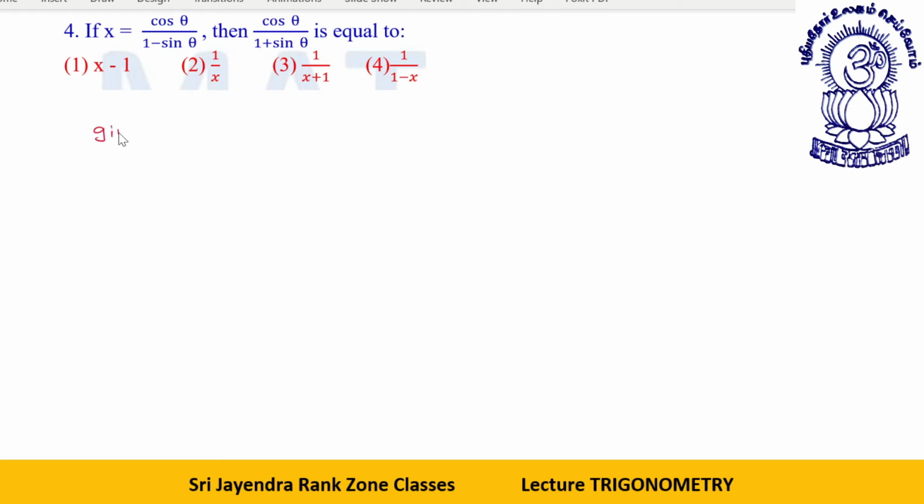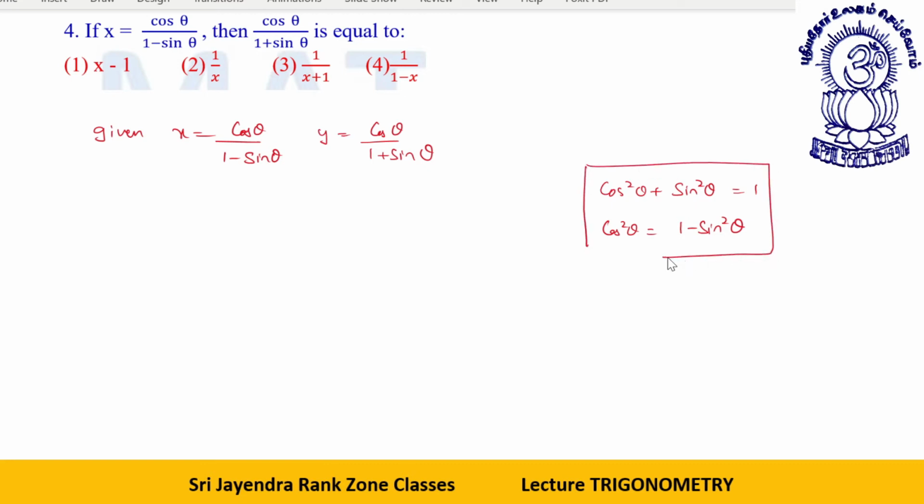We are given x is equal to cos theta upon 1 minus sine theta. We need to determine cos theta upon 1 plus sine theta. Okay, dear students, the property which we will be using over here, which I was going to teach you in the next classes, is cos square theta plus sine square theta is equal to 1, or I can say cos square theta is equal to 1 minus sine square theta.